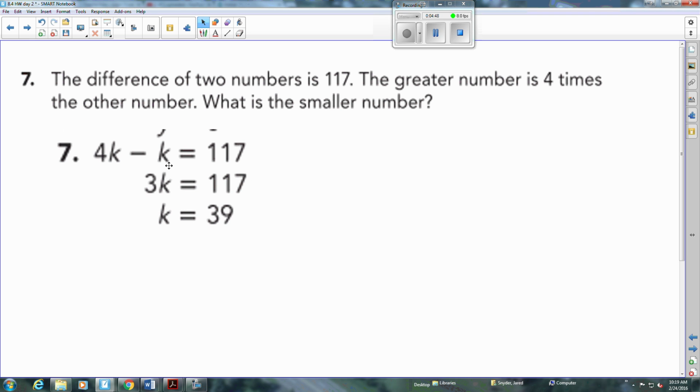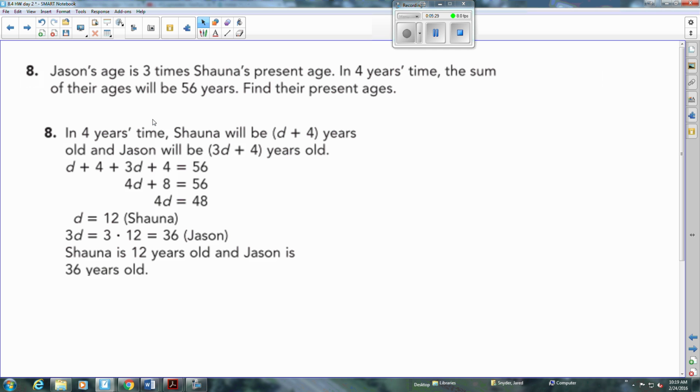The difference of 2 numbers is 117. The greater number is 4 times the other number. What is the smaller number? So we know that the whole thing's going to be equal to 117. The greater number is 4 times the other number. So 4 times k minus k is going to give us 117. What is the smaller of the numbers? Well, you take the 3k and you take 117 divided by 3, you get 39. So k is equal to 39. Now, if it said what is the larger number, you would have to take 39 times 4, which is 156, I believe, to get your answer.